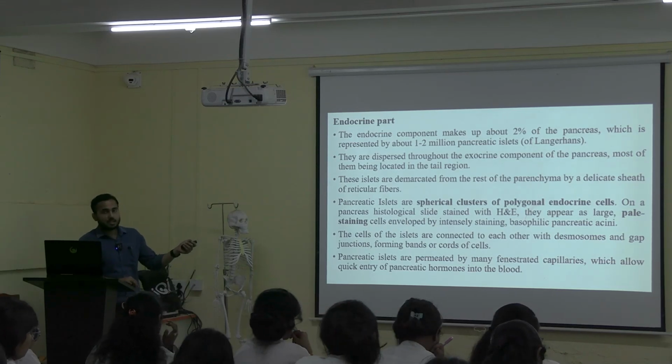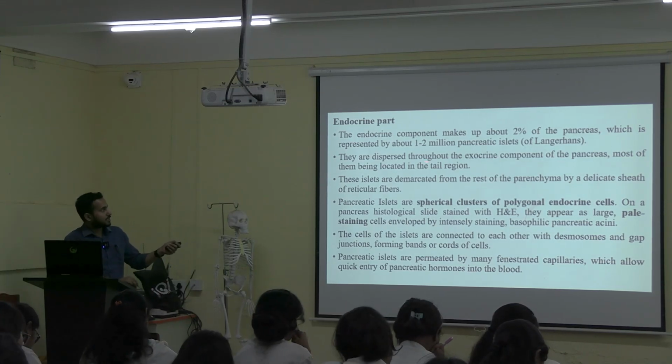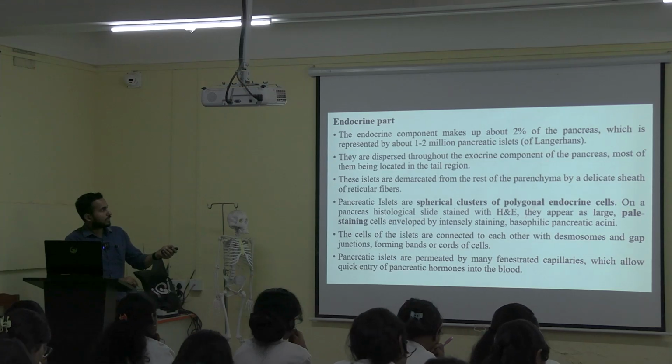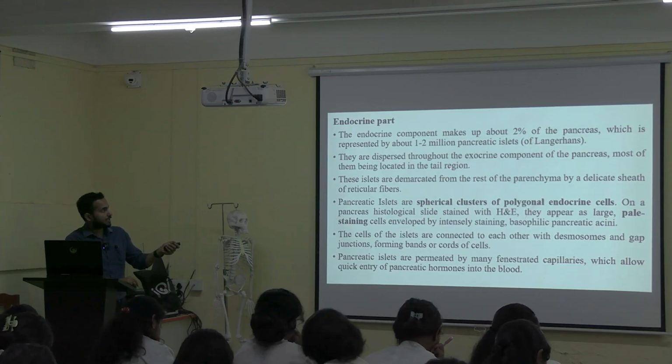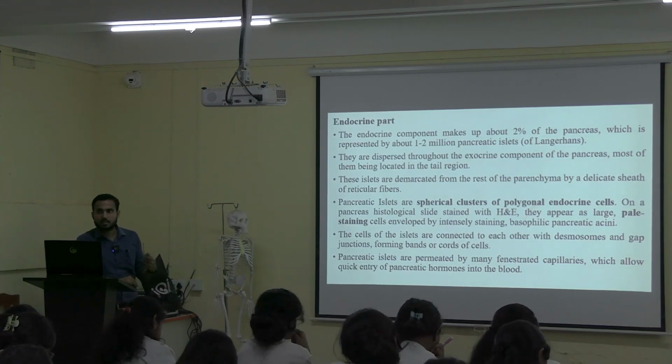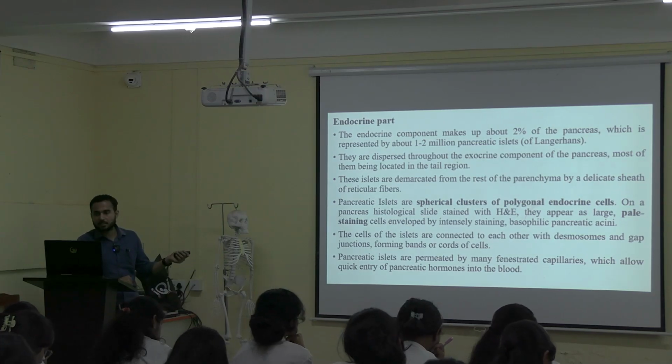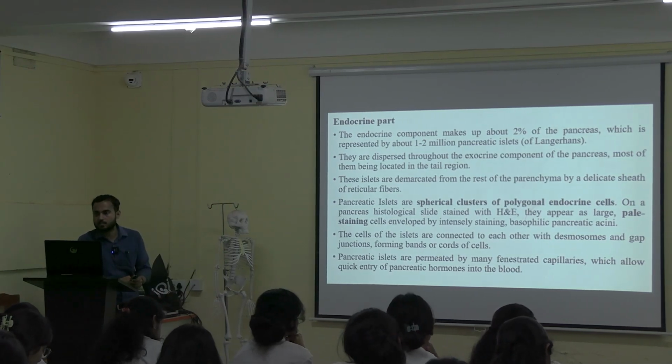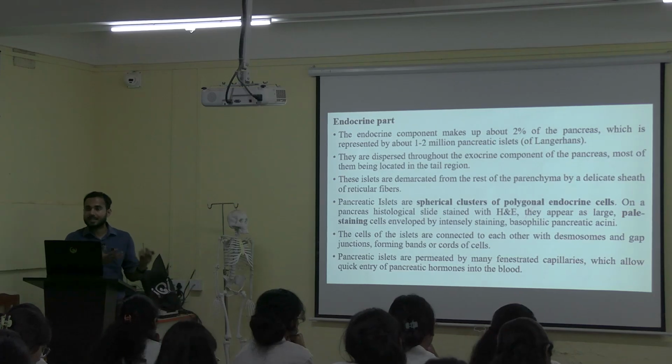Now if you see the islets, they are dispersed throughout the exocrine component of the pancreas, but mostly they are located at the tail region, meaning their population is more at the tail region. Now how to demarcate the islets? How will you differentiate between the acinus and the islet?